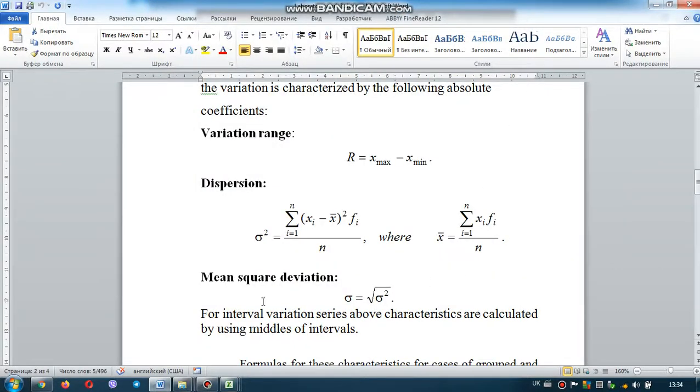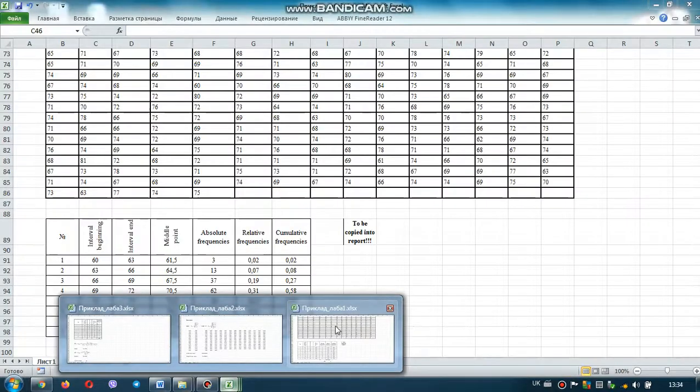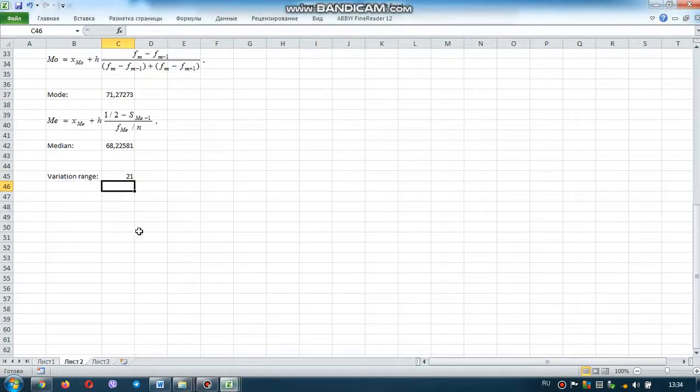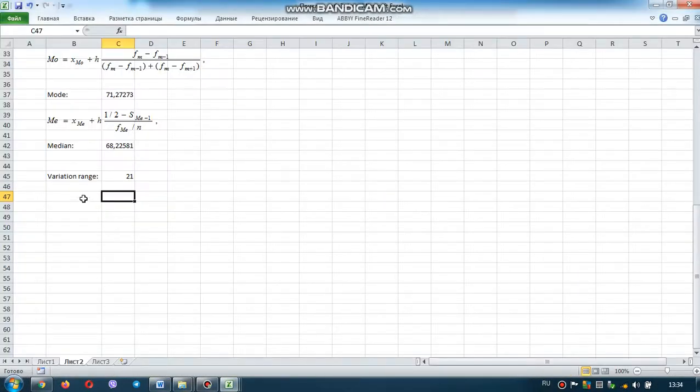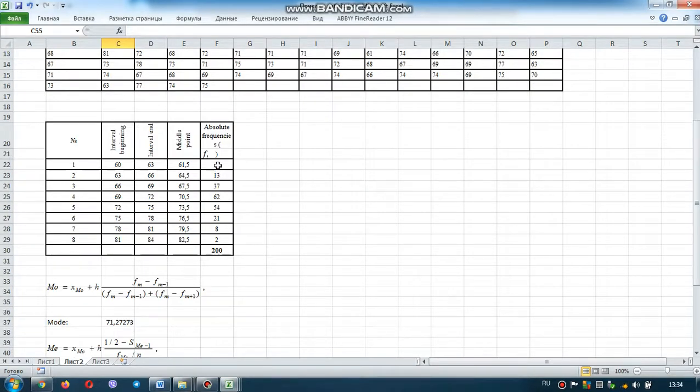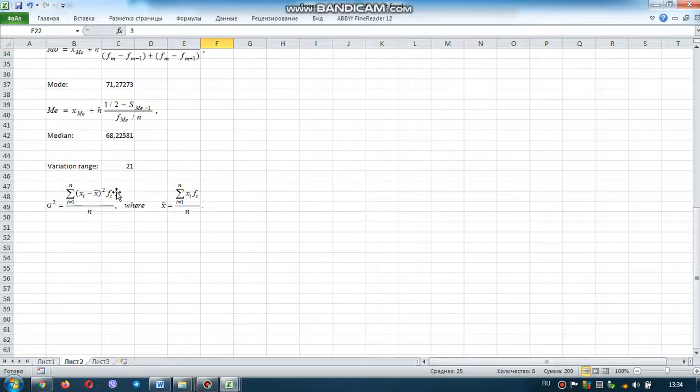This table is very helpful for us, and we can just copy these formulas for convenience into our Excel sheet. Okay, so what do we know for this formula? We know the frequency of the interval. This is absolute frequency, the values of the absolute frequency.